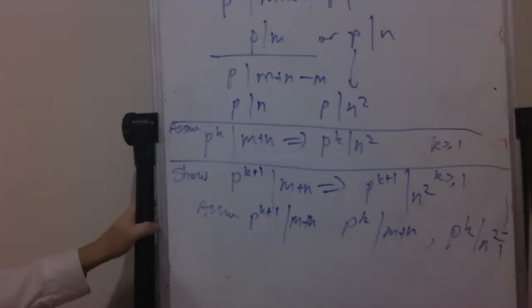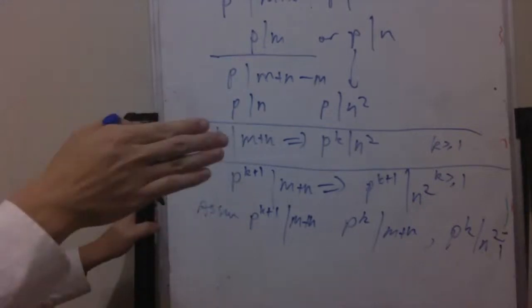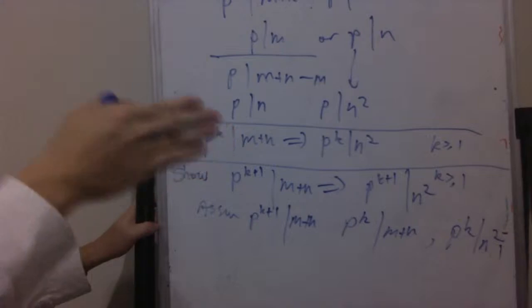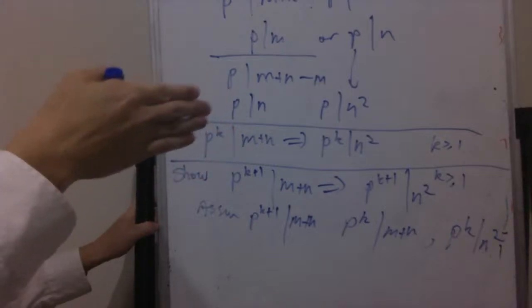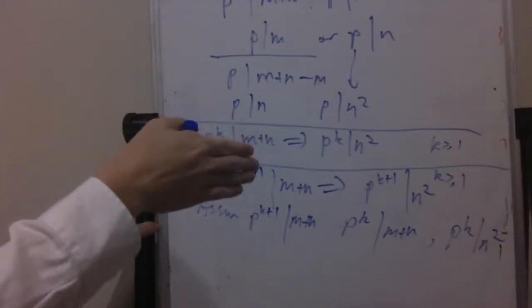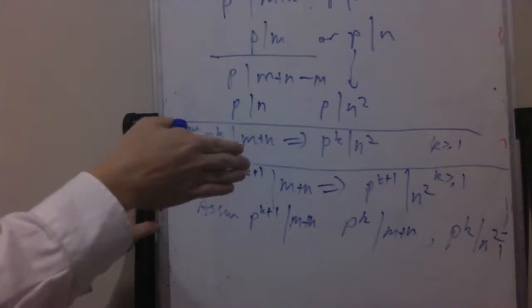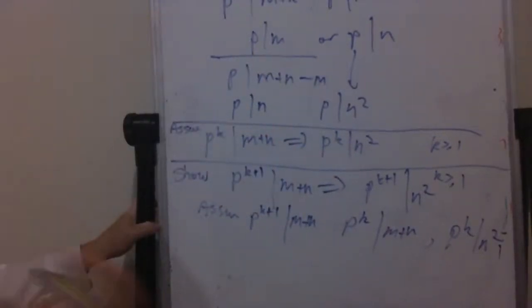Yeah, so when k is odd, the point is n squared is a square number, right? Because it has to have an even number of primes, so the power of p is also even. So if the power of p is odd, it really means that the next one is also there. If p cubed divides n squared, then p to the fourth divides n squared. Yeah. Because n squared has to have an even number of them. If you have three of them, you definitely have the fourth one. That makes sense? That makes a lot of sense. Because they're prime numbers, they cannot be decomposed any further.